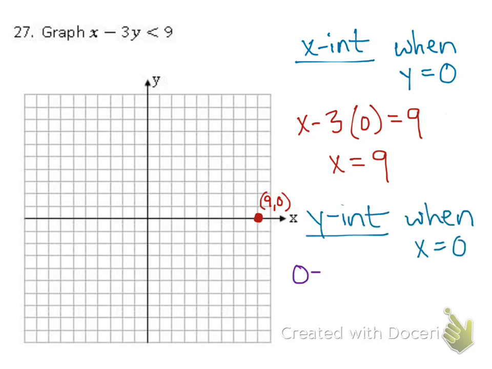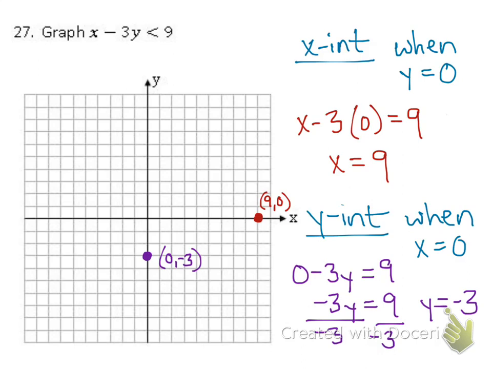Now I'll find the y-intercept, which is when x is equal to 0. So I plug in 0 for x and simplify that equation. That gives me negative 3y equals 9. Divide both sides by negative 3, and I get negative 3 as a result. So my y-intercept is negative 3.